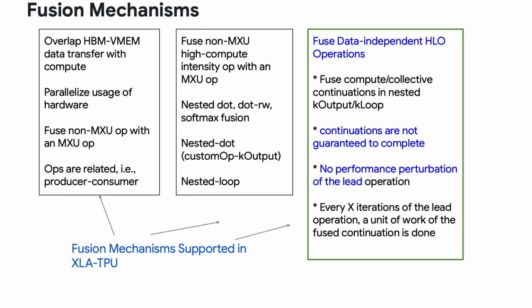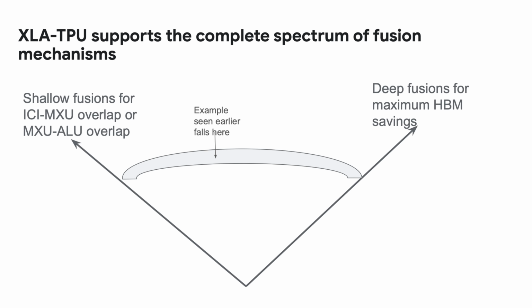So we also do these novel continuation-based fusions where you fuse an op, but you don't guarantee completion of the op within that particular fusion execution. Effectively, it maintains a continuation state that gets plumbed to the subsequent fusion, where it gets completed. Let's look at this one in particular.